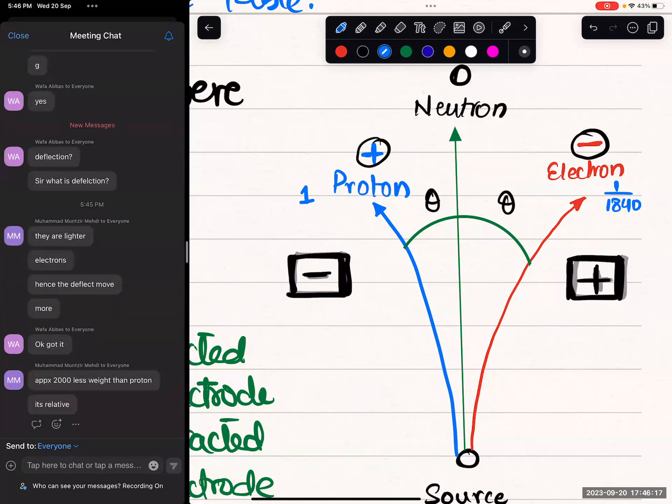Exactly, yes. It is also relative. The mass of the proton and electron among them is relative. It's quite a bit relative. Actually, with this, let's move on, guys.